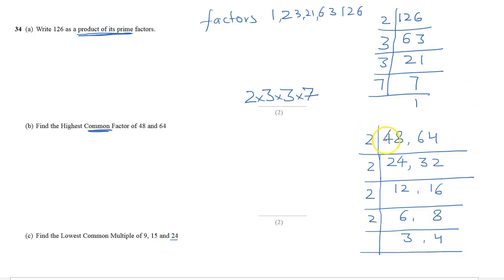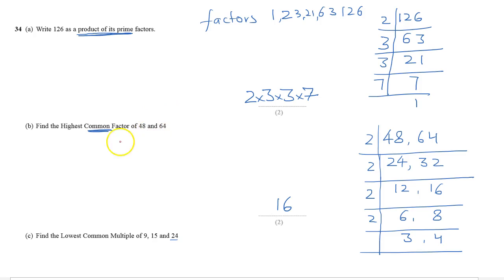Now up to here 2 was dividing 48 and 64. 2 was dividing 24 and 32. 2 was dividing 12 and 16. 2 divided 6 and 8. Now there is no number which is common. No common factor here. The factoring stops here. So our answer is 2 multiply 2 multiply 2 multiply 2. So that is 16.